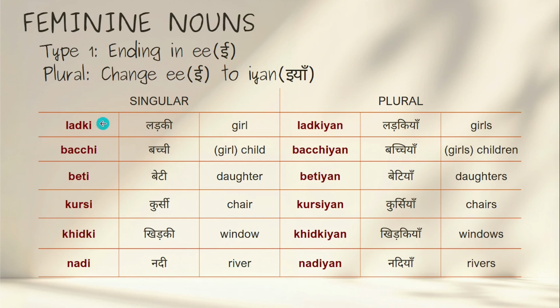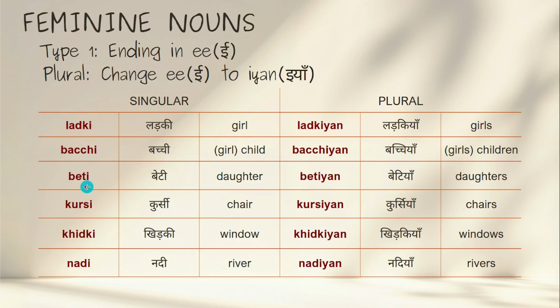There is ladki, which is girl. Ladki. Plural will be ladkiyan. Ladkiyan. So when we are changing the female words that end in E to plural, the E converts to iyan. Iyan. So ladki, ladkiyan. Bachchi, a girl child or a girl baby. So bachchi, bachchiyan.